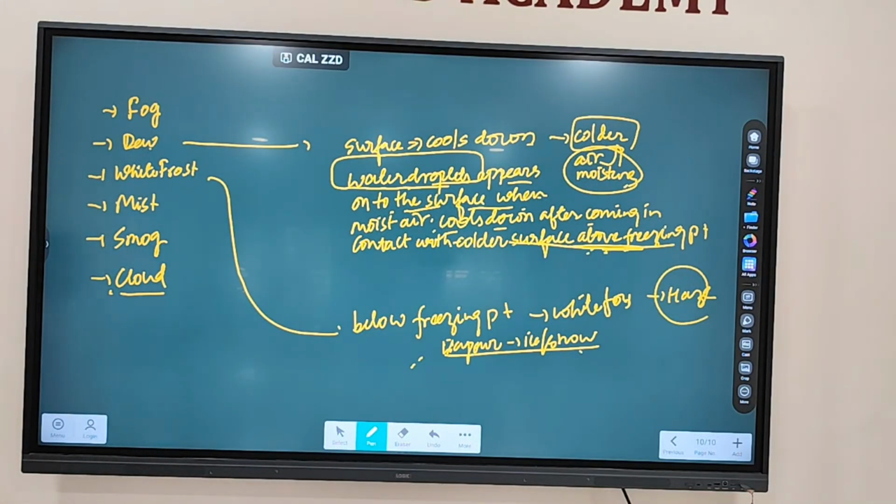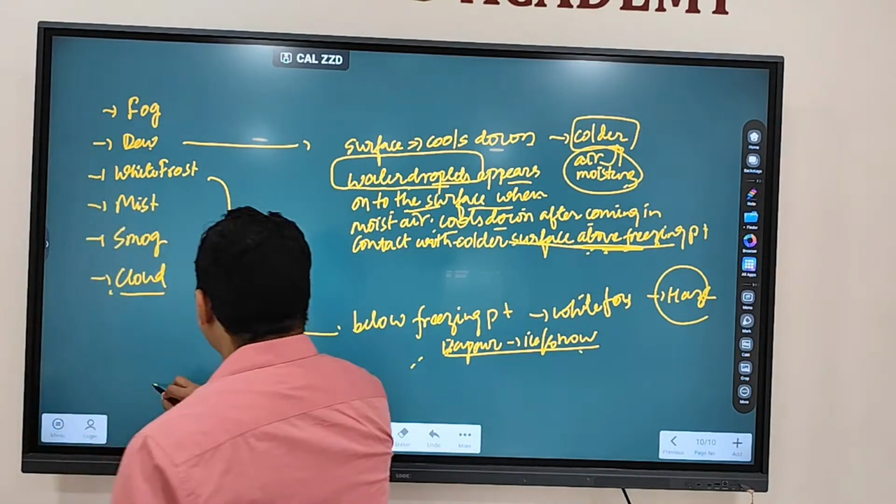Clear? So those differences you have to keep in mind. When water droplets appear on the surface and when moist air cools down after coming in contact with a colder surface, then condensation takes place above freezing point, then it is dew. If condensation takes place below freezing point and vapor converts into ice or snow, then it is going to be called as what? Frost, white frost. Fine. What are the conditions?